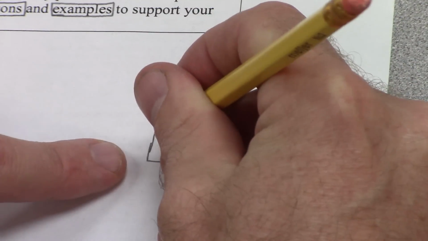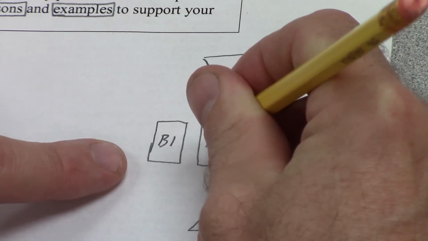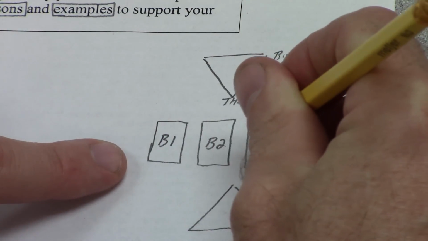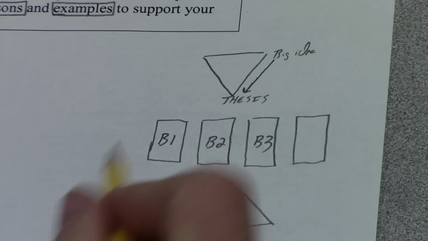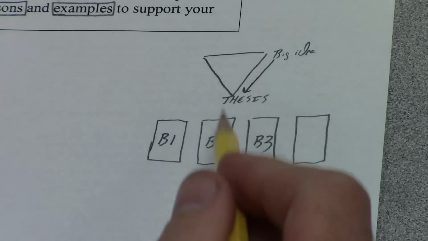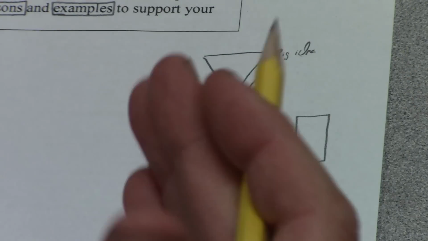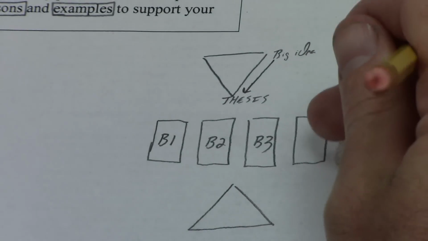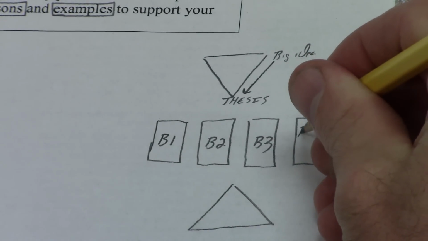All right, then these rectangles represent body 1, body 2, and body 3: 3 points in support of our thesis statement. So 3 arguments that we're going to make. This 4th paragraph is going to represent a rebuttal.